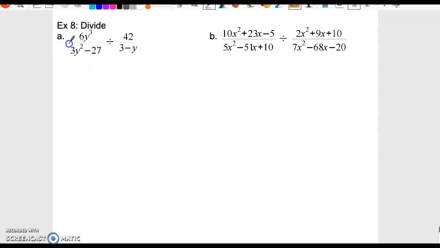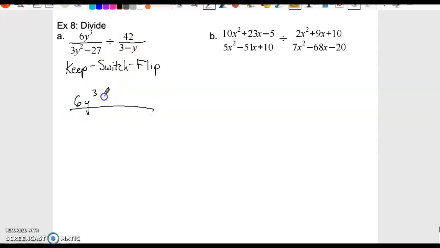Last year when I was teaching this, everybody said it, so I might as well just join with what other people say: keep, switch, flip. I'm not a big fan of this phrase, by the way. The reason is that it's just memorizing how to divide fractions, and I don't think it actually helps anybody understand the fractions. But if I just accept that to be true, then we can rewrite this problem as multiplication.